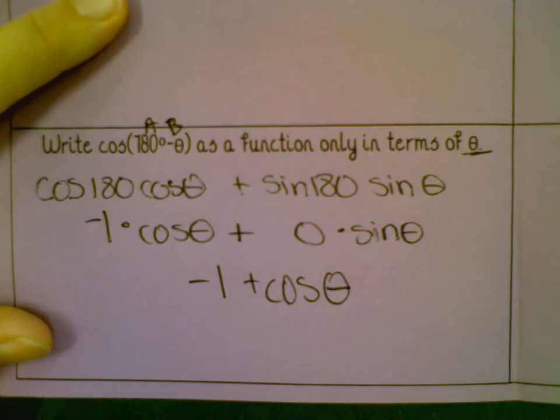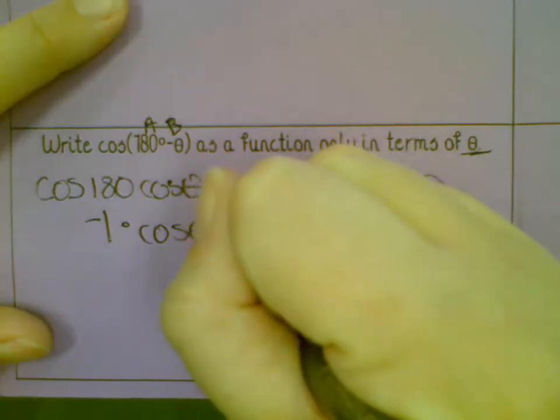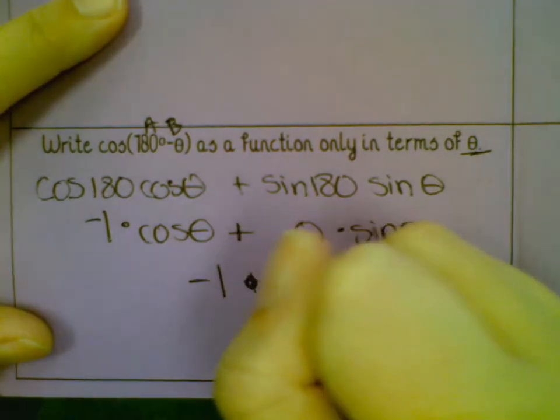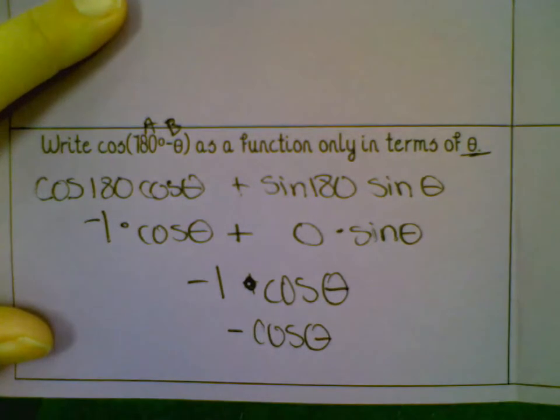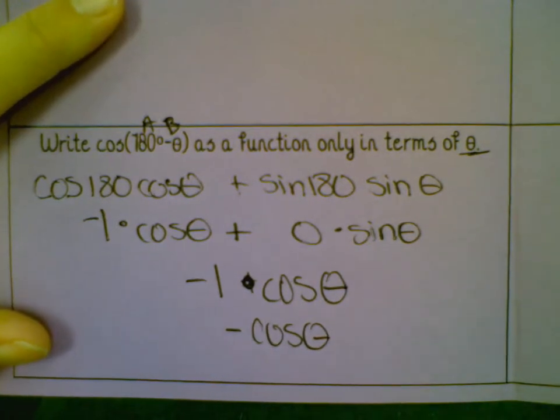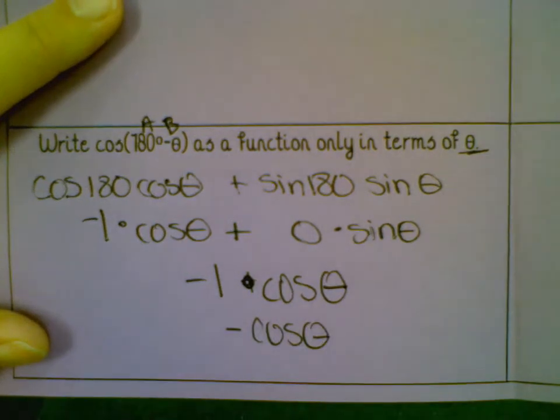So for this one, we lucked out. If there was a different angle measure here, it might not just be negative cosine of theta. We could still have a sine there as well, but as long as there are no angle measures left, then we know we got it right.